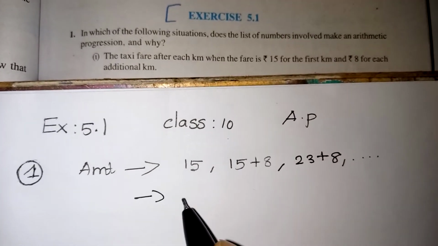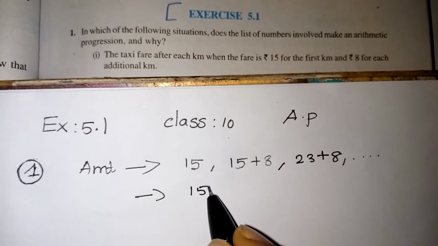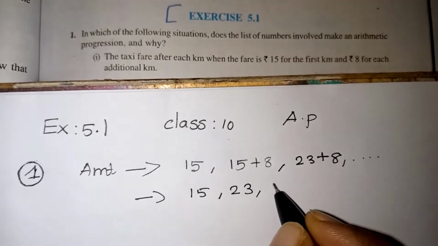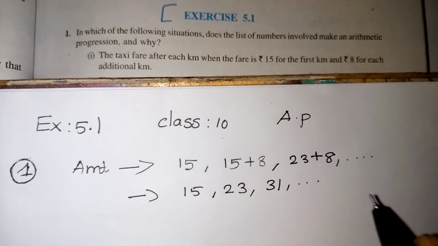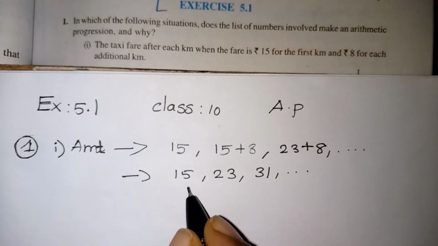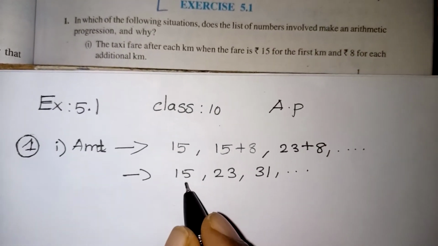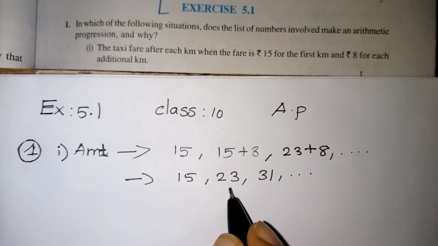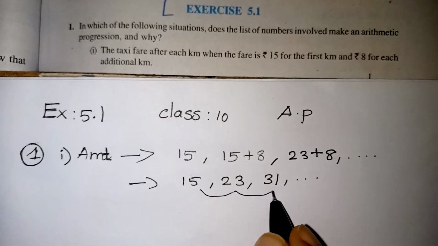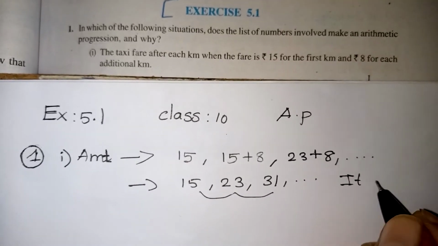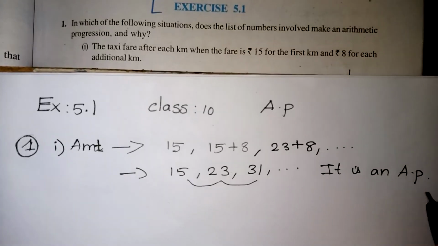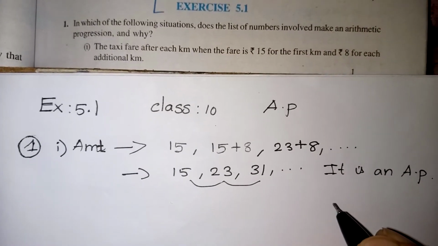So the first kilometer is 15, the second kilometer will be 23, and the next kilometer will be 31, and this way it will go on. Look at this: all the differences are the same, because 15 added with 8 gives 23, and from 23 if we add 8 we get 31. Since the differences are the same, it is an AP. So the first situation given to us forms an AP. The reason is the differences are the same.